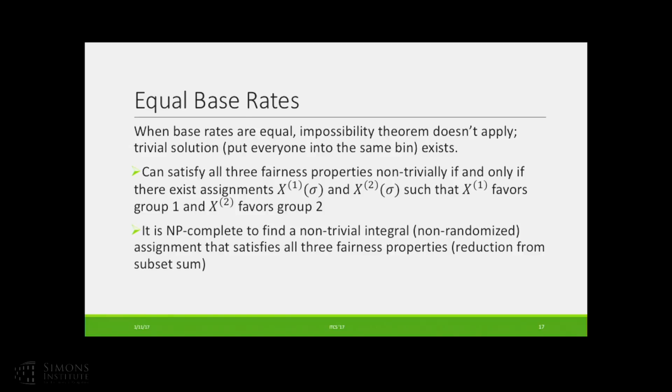And not just to find the best, but actually to find anything non-trivial. And this is through a reduction from subset sum, which leaves open the possibility that there's actually a pseudo-polynomial time algorithm to do this. Yeah?